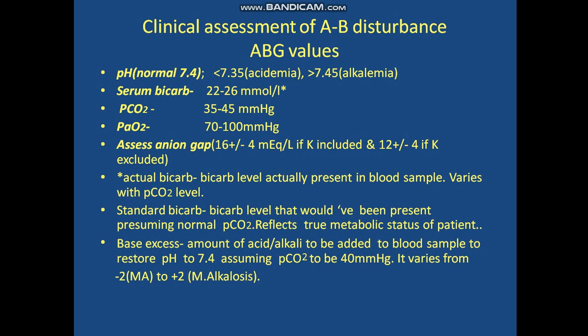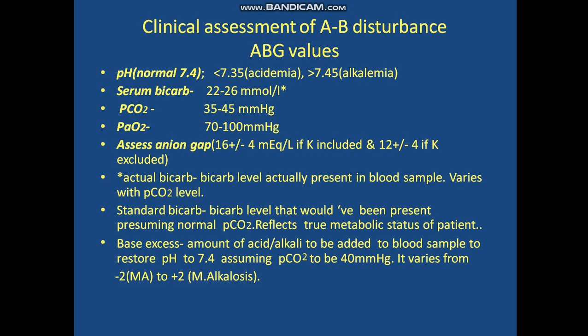We can also assess the anion gap. Some consider sodium and potassium as the principal cations, where the anion gap will be 16 plus or minus 4 milliequivalents per liter, and where we exclude potassium, it is 12 plus or minus 4 milliequivalents per liter.